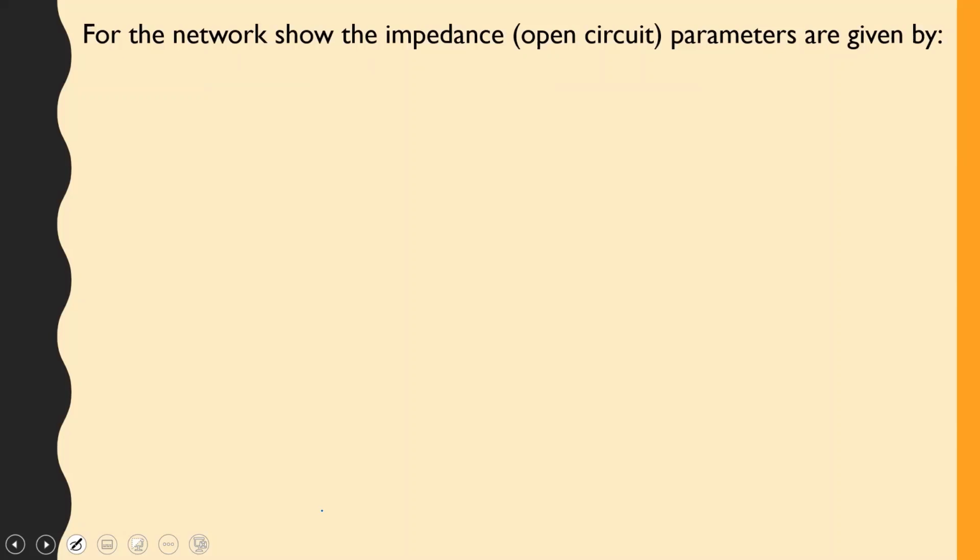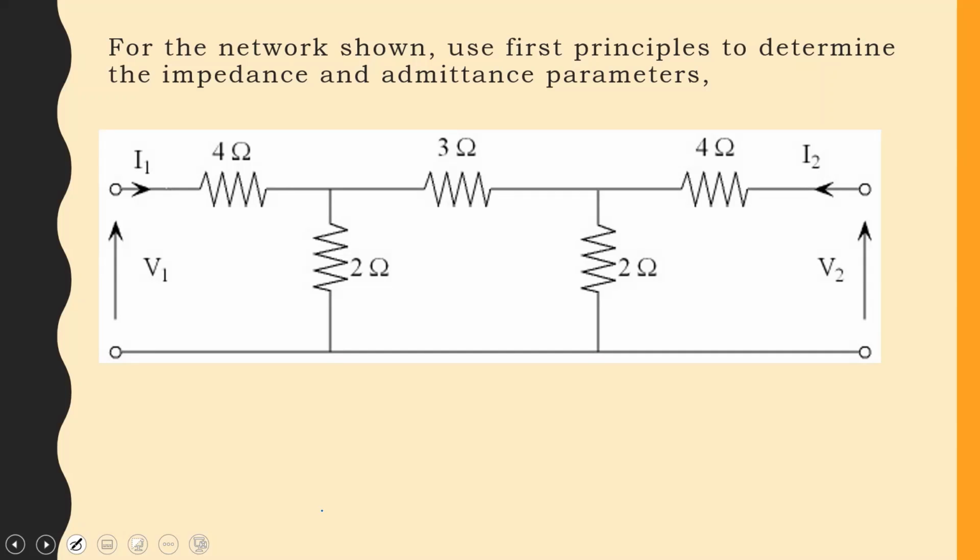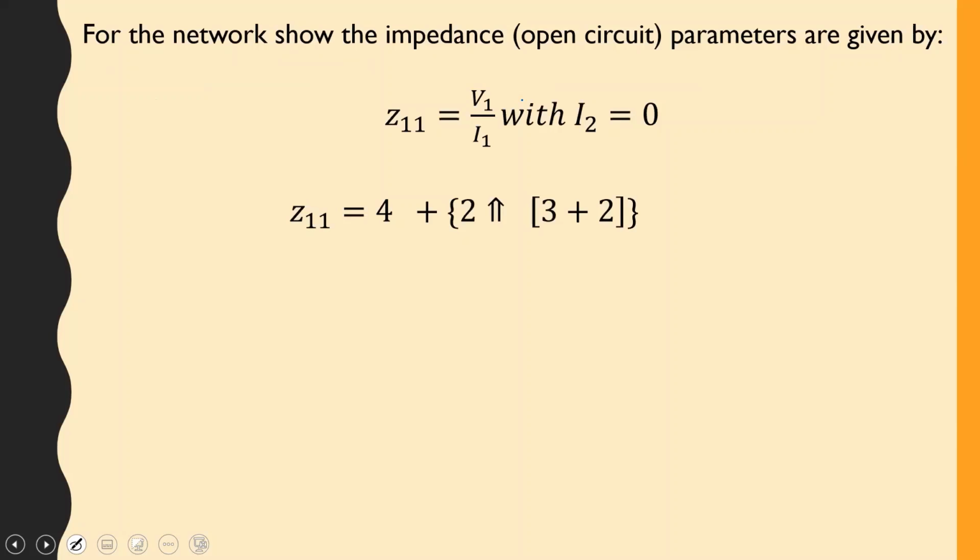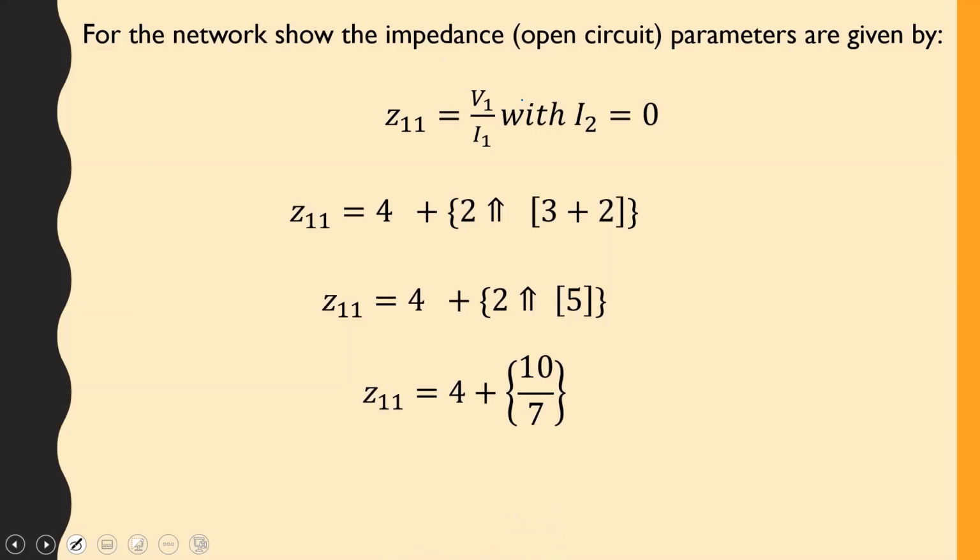Okay, so for this network, we're looking at the impedance parameters. We want the impedance and admittance parameters from first principles. With the open circuit, we know that Z11 is equal to V1 over I1, with I2 being equal to 0. So it is 4 in series with 2, which is in parallel with 3 in series with 2. We simplify that, and we get 38 over 7.